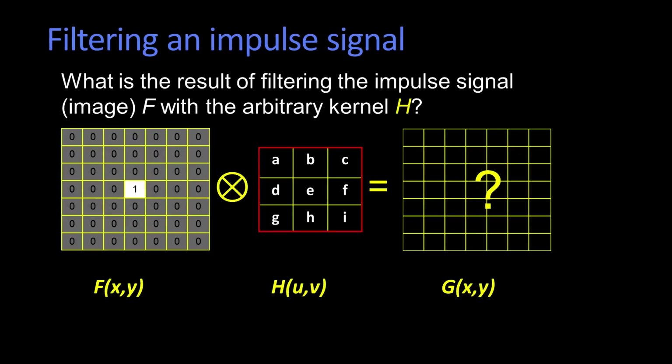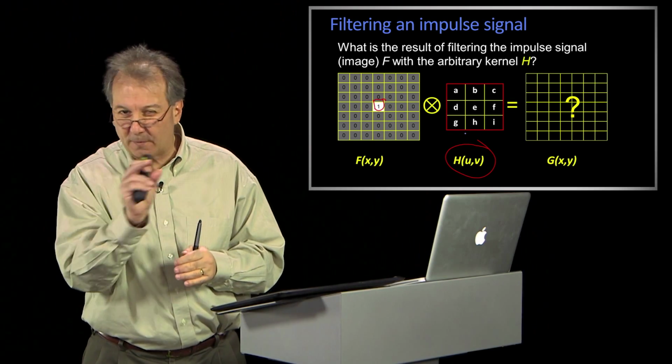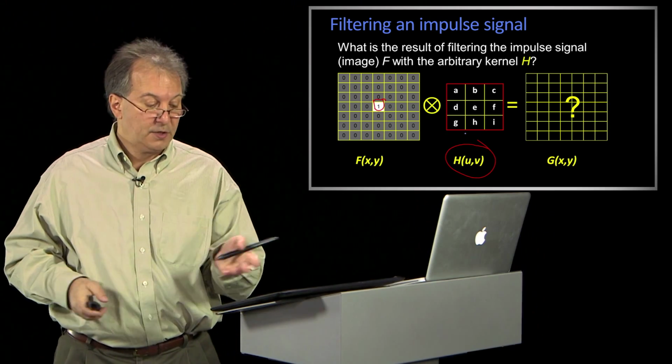So let's take a look at what an impulse response looks like in an image. So here we have an impulse, and so here's our impulse. It's just a single pixel with a value of 1. And we're going to filter it with some kernel h. Remember, kernel, mask, thing that we're moving around in order to make our filter. So we have our h.